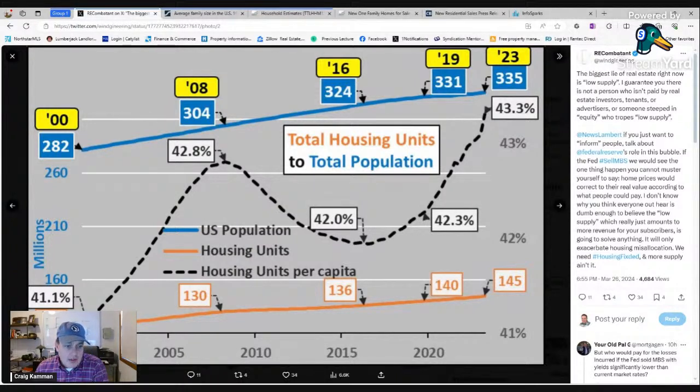So basically we have this orange line here that's housing units. So we have 130 here, probably this is about 2008. And then the population in 2008 would be about 304. So if you divide that out, that's 42.8%. And they're showing this kind of going through time. So now the argument is the housing units per capita went down to 42%, and then it climbed back up. So we have now 43.3% housing units per capita.